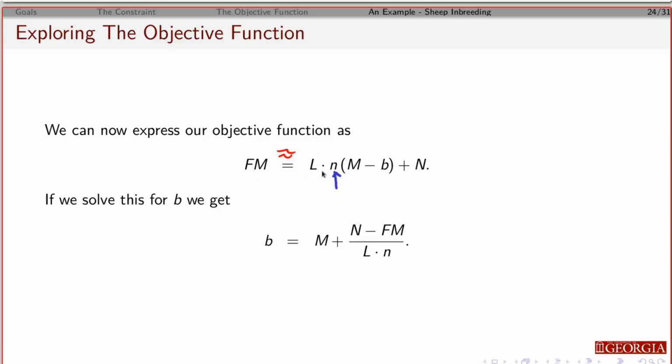My three variables are now wrapped up into this one equation. My fleece mass is here, my N is here, and I'm going to solve this thing for B. Okay, again, I'm not going to do the algebra here because that's not polite. I get this equation. Let me rewrite this.